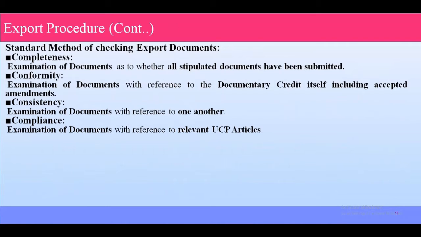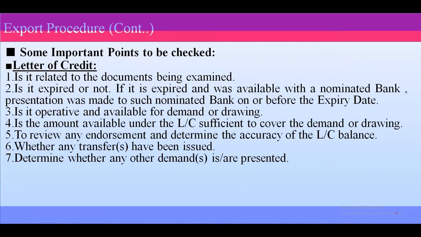Standard method of checking export documents. Completeness: examination of documents as to whether all stipulated documents have been submitted. Conformity: examination of documents with reference to the documentary credit itself, including accepted amendments. Consistency: examination of documents with reference to one another. Compliance: examination of documents with reference to relevant UCP articles. Some important points to be checked.